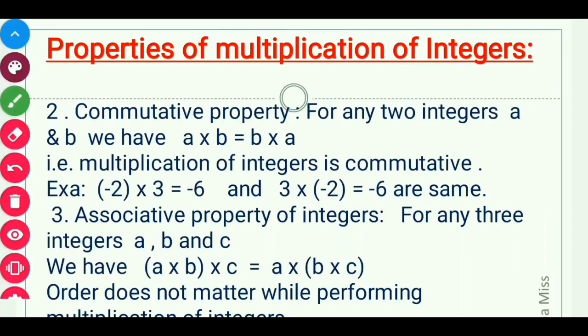Now continue to our properties of multiplication of integers. In the last video, we have seen closure property of multiplication. Once again, I would like to revise it: when you multiply any two integers, the result is again an integer. Moving to the next, commutative property.